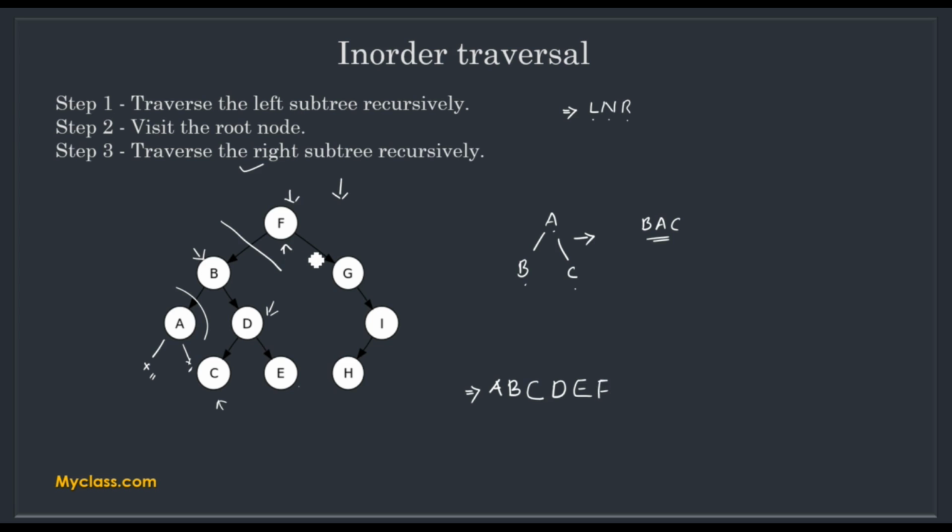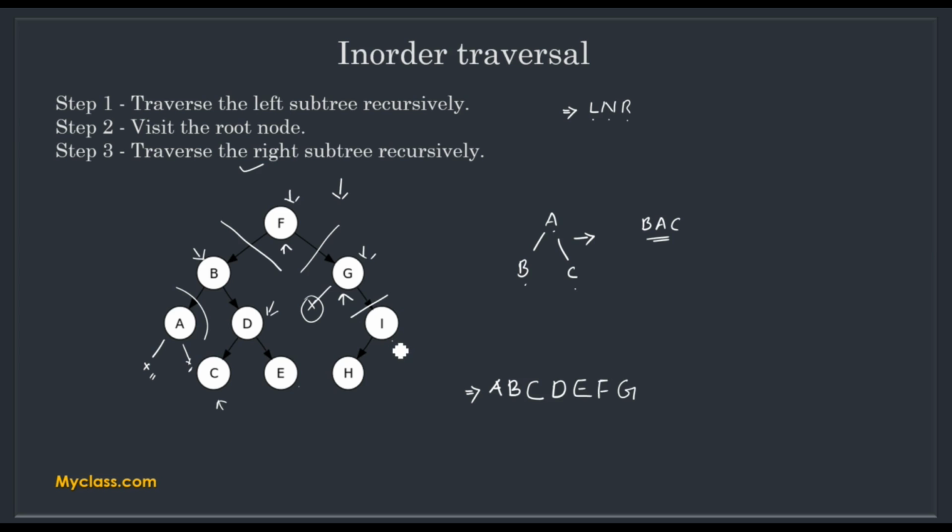Now we are going to visit our root node F. So we have finished this left subtree and also visited the root node. Now we are going to consider the right subtree. This is also again a binary tree. This is our root node. We are considering left first, but there is no left child, so we consider the root first. So G, and then G has a right subtree.